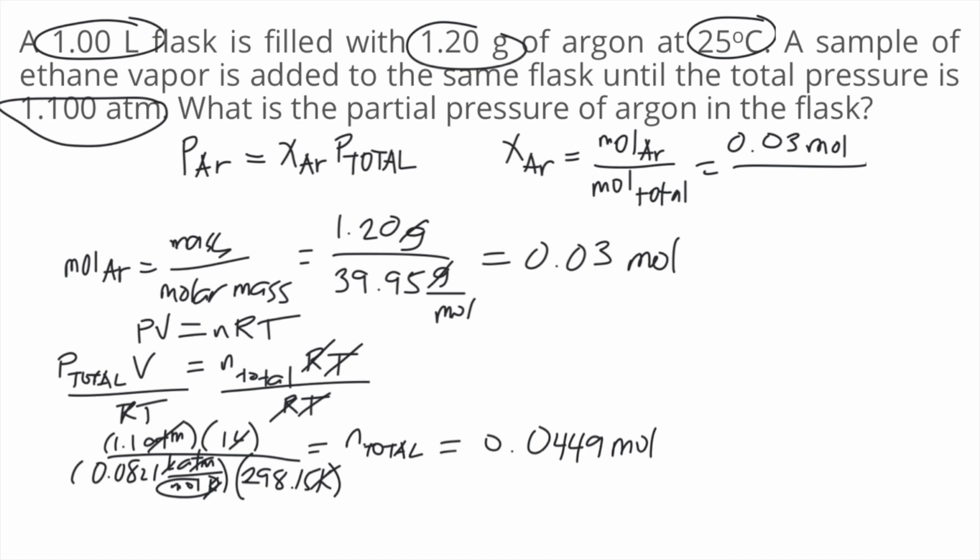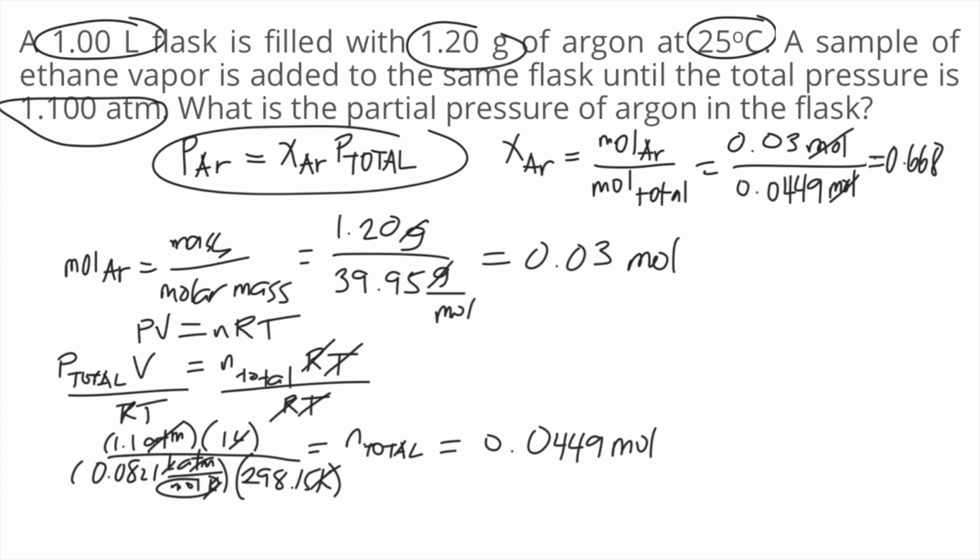So now you plug that into our equation for mole fraction. It is 0.03 moles divided by 0.0449 moles. Solving this, the moles cancel out. So 0.03 divided by 0.0449, the mole fraction of argon is 0.668.